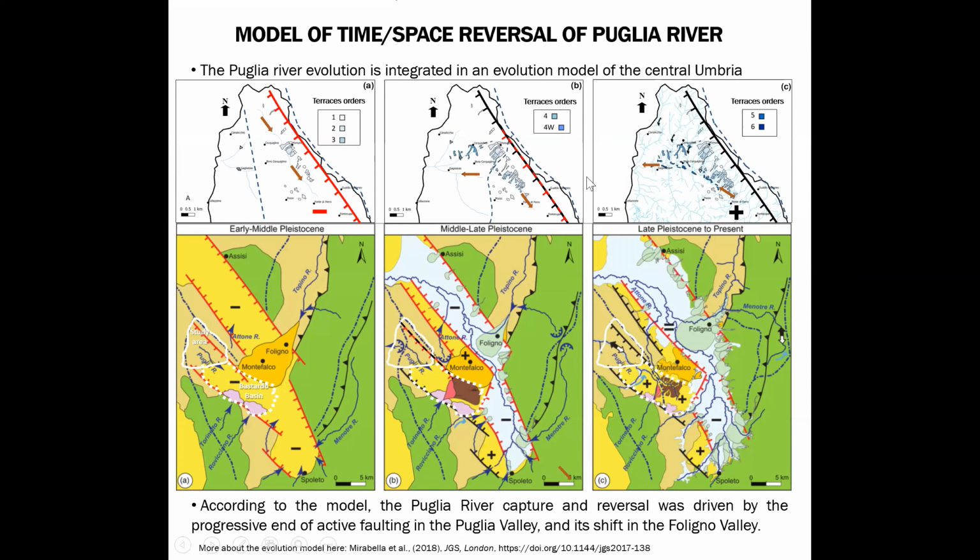And from the late Pleistocene onward, active faulting and subsidence definitively focused to the east in the Foligno Valley, while the Puglia River experienced diffuse uplift and erosion of the deposits here. The Puglia River definitively shifted and reversed its course, and its direction was no longer actively controlled by the fault geometry, which is no more active. So the main implication of our finding is that the inversion of the Puglia River was driven by the evolution of the active tectonics in the study area.